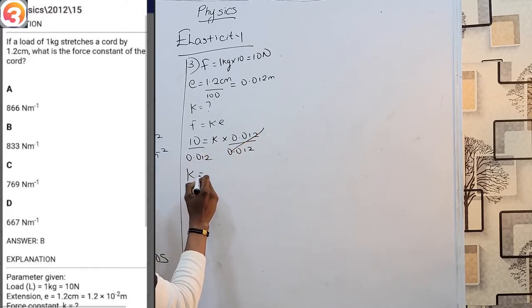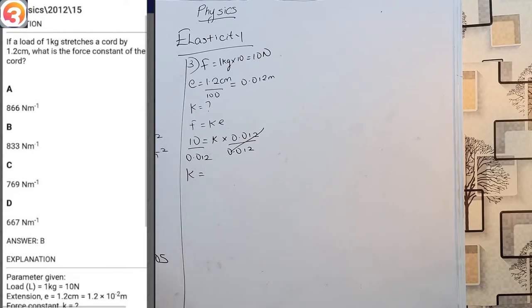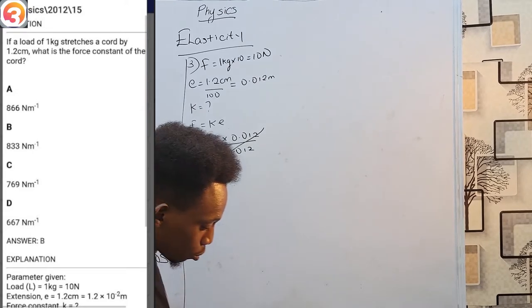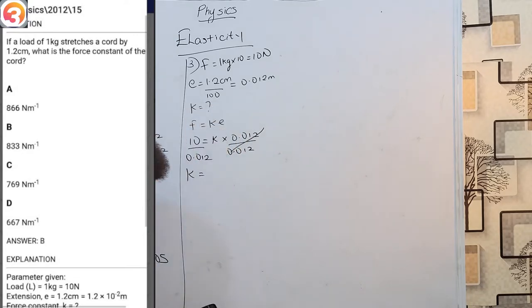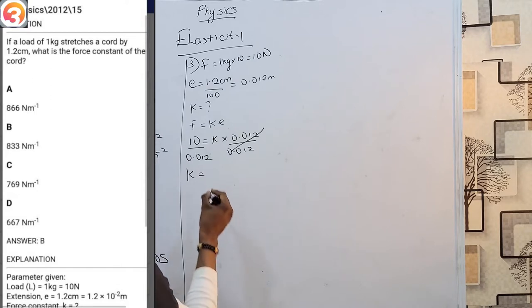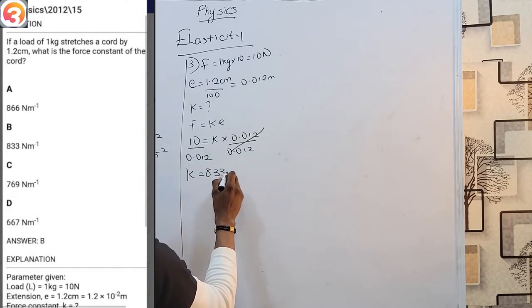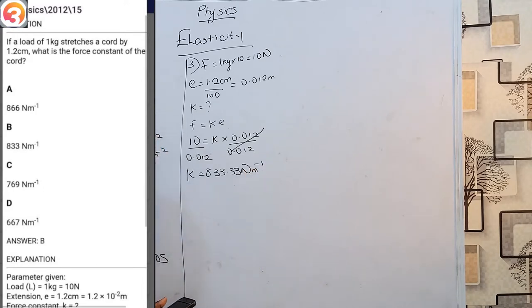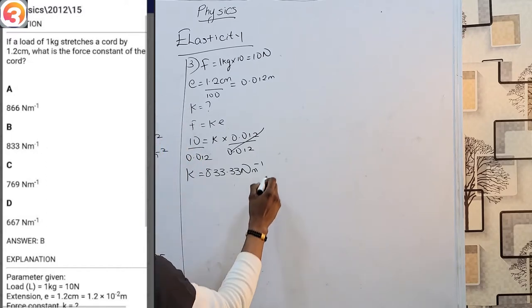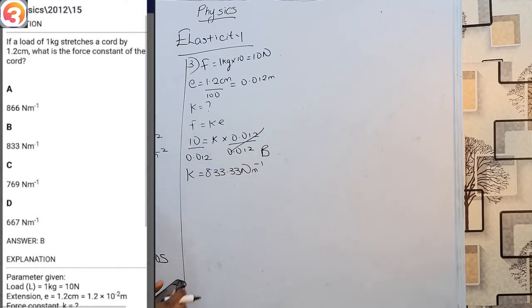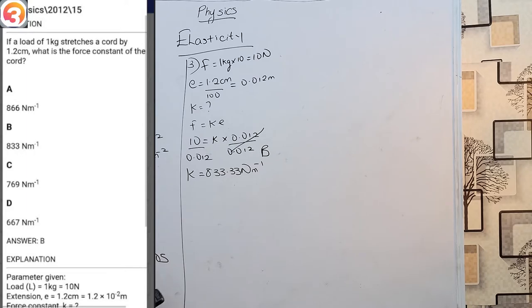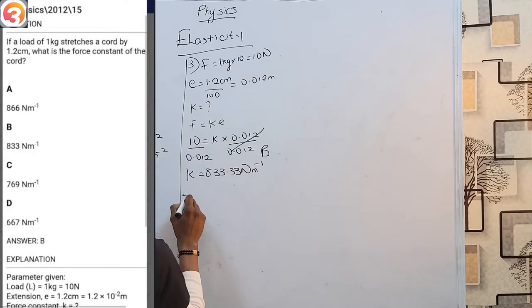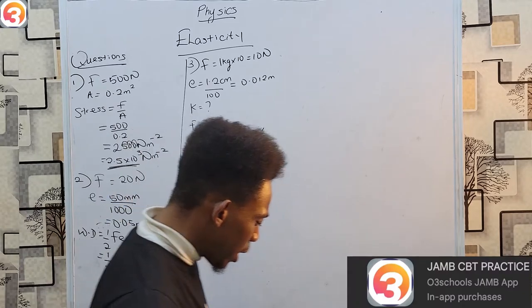Again, inputting this into your calculator, I have to open my calculator right here so I can divide this as well. That would simply be 10 divided by 0.012, and the answer is 833.33 newton per meter. If I go back to my jump app, I realize that must be option B, though they simply took the nearest whole number, 833 newton per meter. Okay, they have been simple.